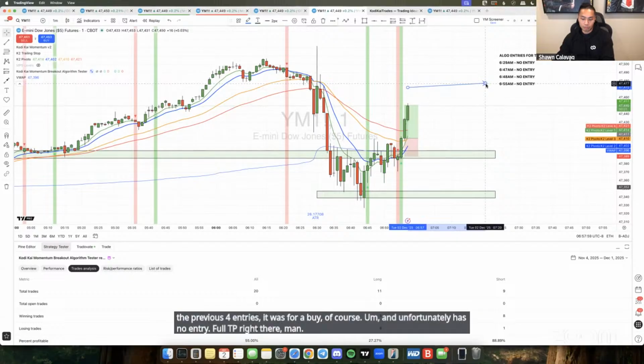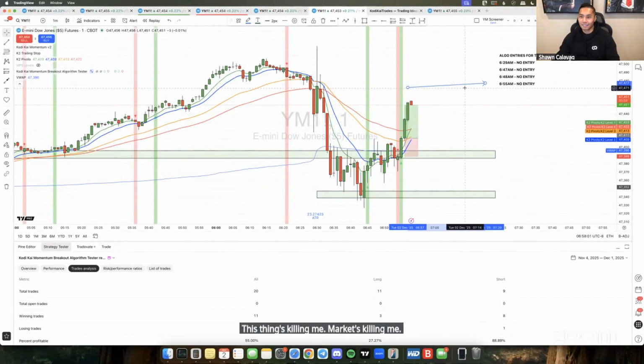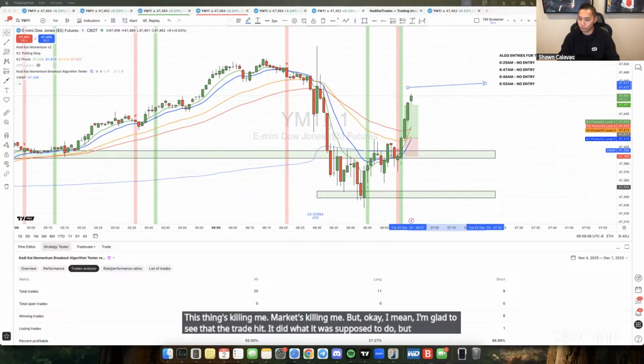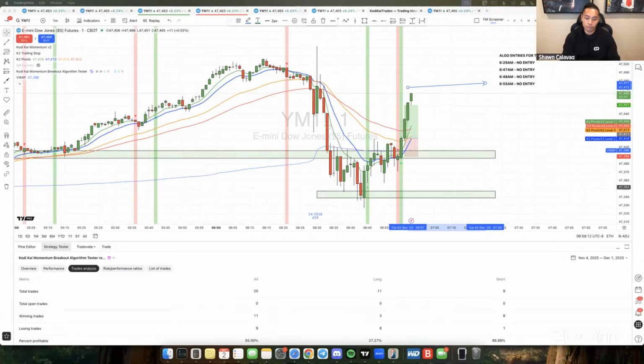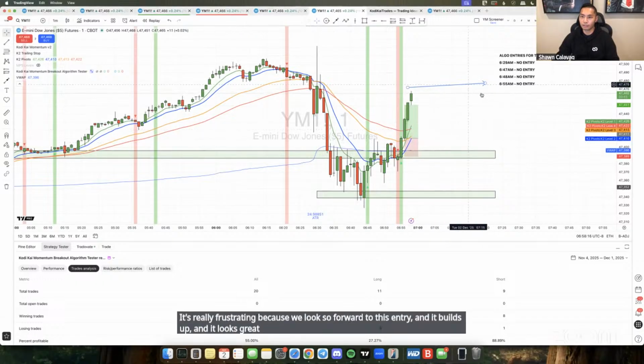This thing's killing me. Market's killing me. But okay, I'm glad to see that the trade hit. It did what it was supposed to do, but unfortunately, it was no entry for us. It's really frustrating because we look so forward to this entry and it builds up and it looks great, and then it ends up not coming through.